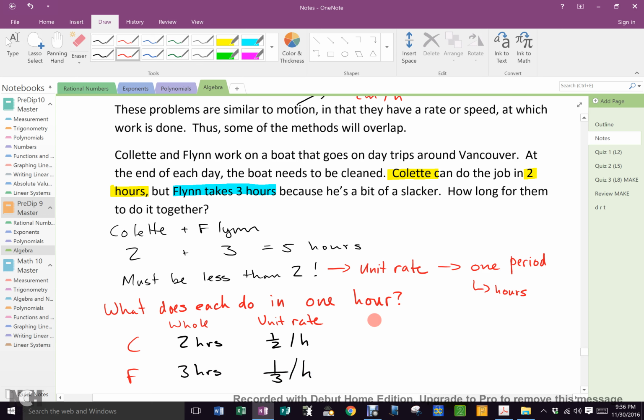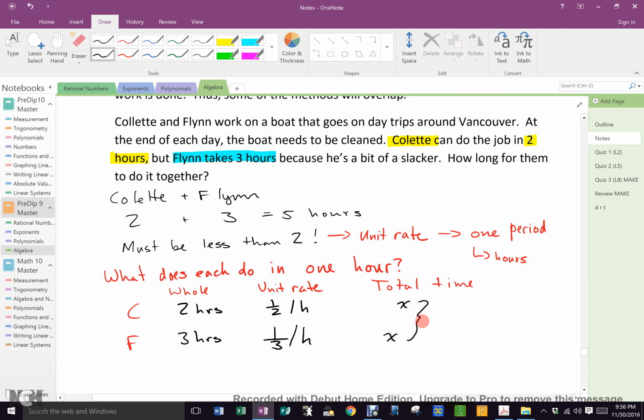So then we say to ourselves, what's our total? Well, total time. Well, Colette is going to get 1/2 done in an hour. So the time that Colette is going to take if they're working together is X, because we don't know how long it's going to take her. And Flynn is X, because they're going to take the same amount of time, same, because they're working together.